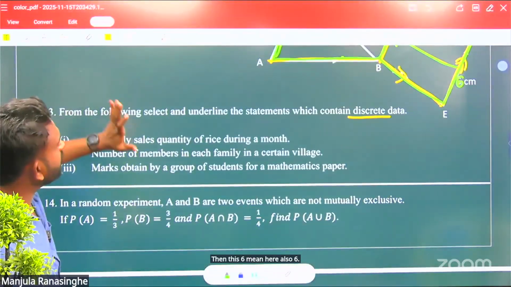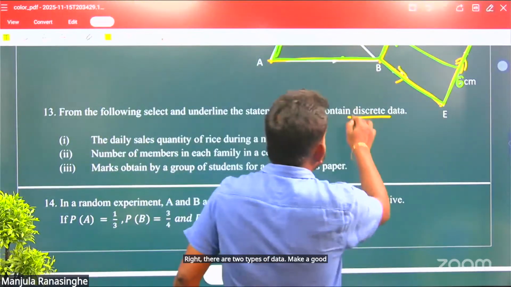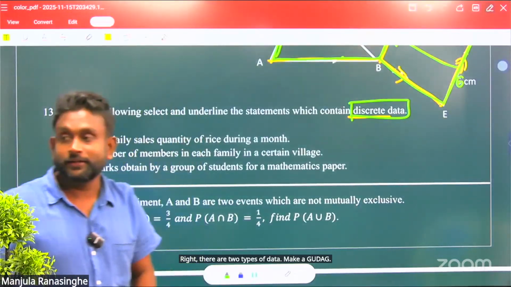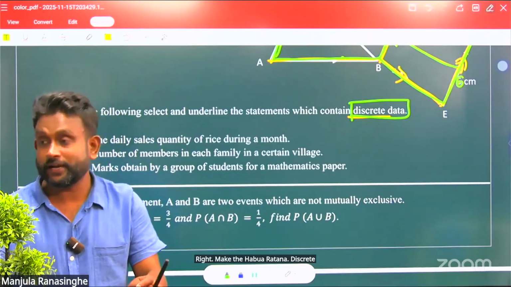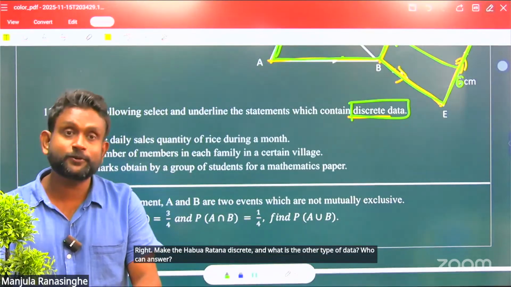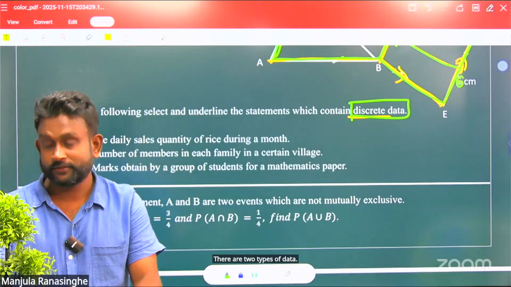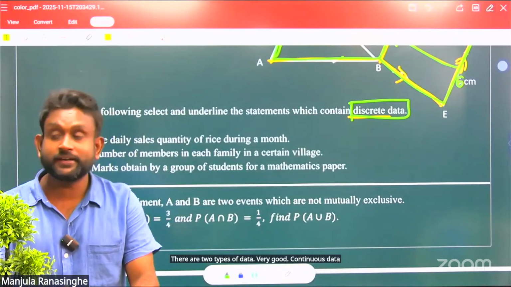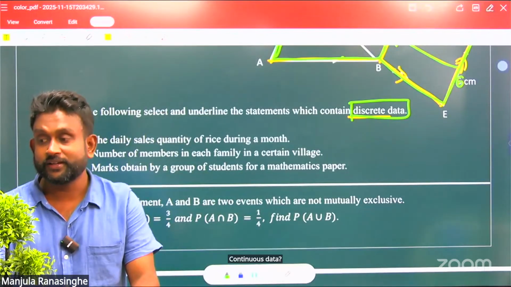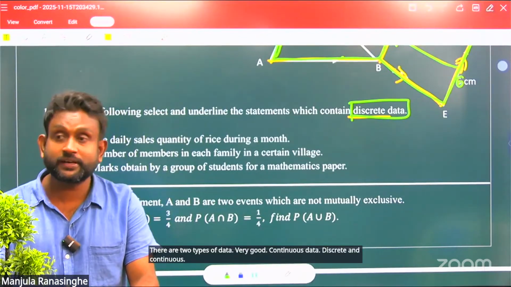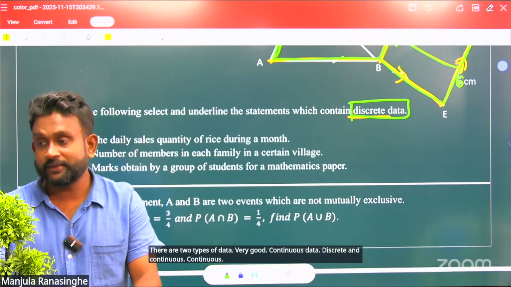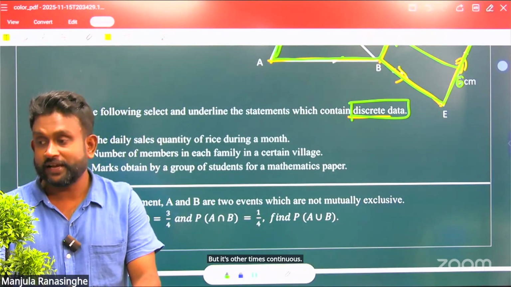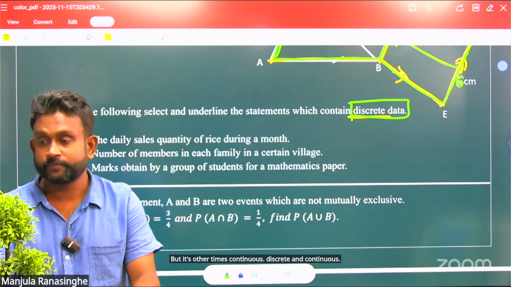Right, there are two types of data. This is a point that many Grade 11 students have forgotten. Right, when asked, they get it wrong. Discrete, and what is the other type of data? Who can answer? There are two types of data. Continuous data. Very good. Discrete and continuous. The word itself is there to hold on to. Discrete. You forget discrete and put the other one. Continuous. What are the other types? Discrete and continuous. Okay.